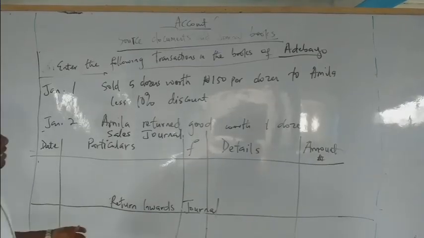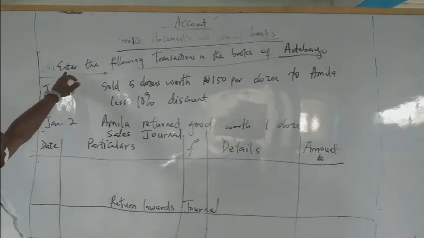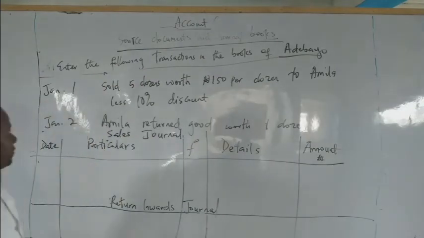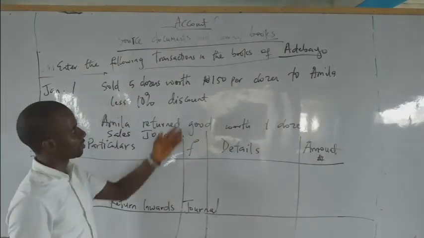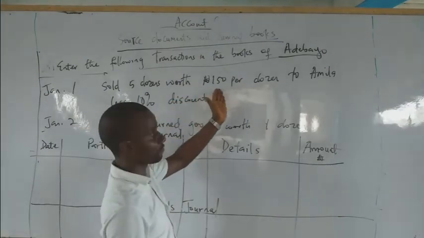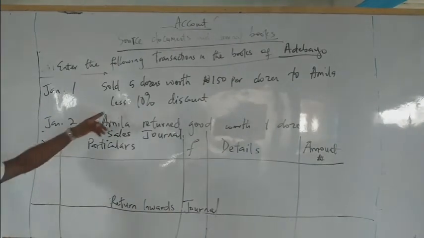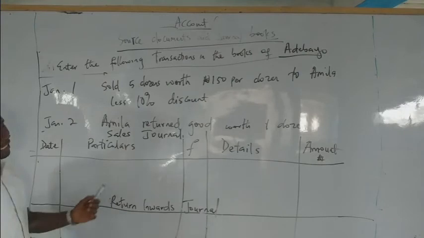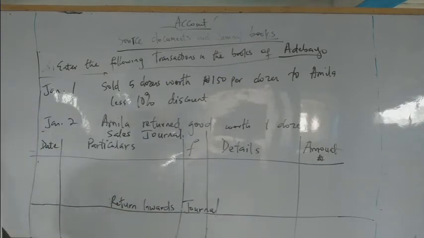Now, this is another transaction involving Adebayo. Now let's enter the following transaction in the books of who? Adebayo. January 1st, sold 5 dozens, worth how much? 150 naira per dozen. To who? Amila. Less 10% discount. Now, what kind of journal would we record this? Very good. Sales journal or sales day book.